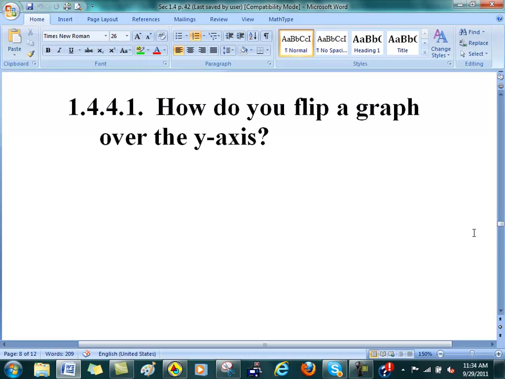Is everybody there yet? Yeah? Is everybody okay on this? Okay, so to flip over the x-axis, you stick a negative sign in front of the f. To flip across the y-axis, you replace the x inside the f with a negative x. Is everybody okay on that stuff?